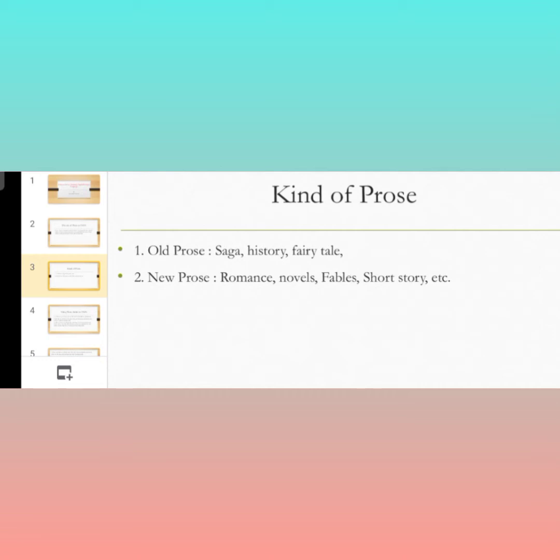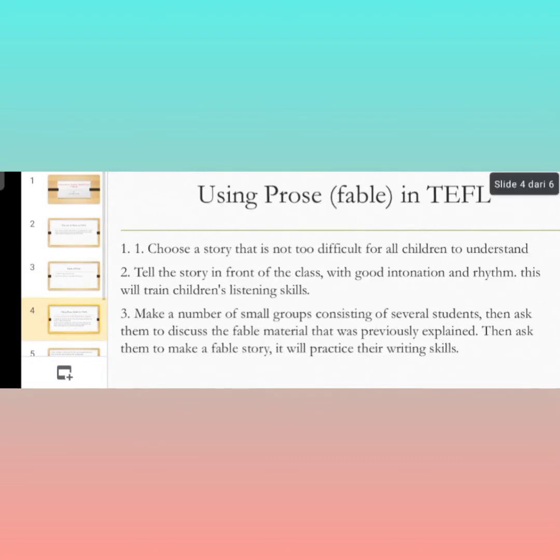Next, there are several kinds of prose. The first is old prose. Old prose is about saga, history, and fairy tale. The next is new prose. The kinds of new prose are romance, novels, fable, and short story. But I will explain about using prose, the fable, in teaching English as a foreign language. I choose a fable because I think a fable is a good story for children.